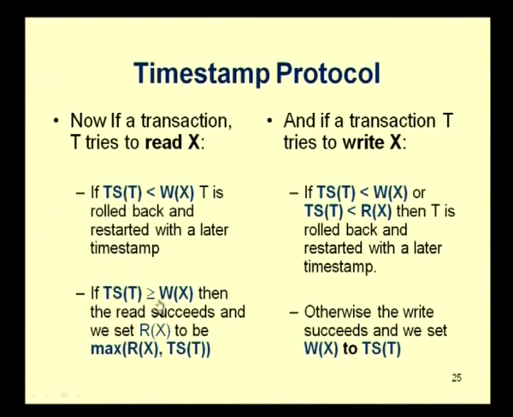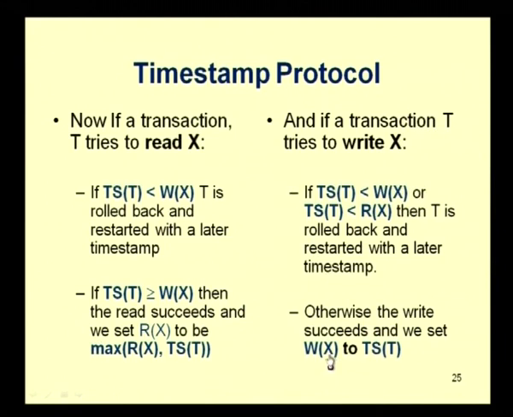Now, if it is greater, that means X has been written only before this transaction started. So the read succeeds and we set R of X to be the maximum of R of X and the timestamp of T. This is if it is reading. If it is writing and the timestamp of T is less than W of X, the same explanation as before, or if it is less than R of X, then T is rolled back and restarted later. Otherwise, the write succeeds and we set W of X to say that this is the transaction that wrote X latest.